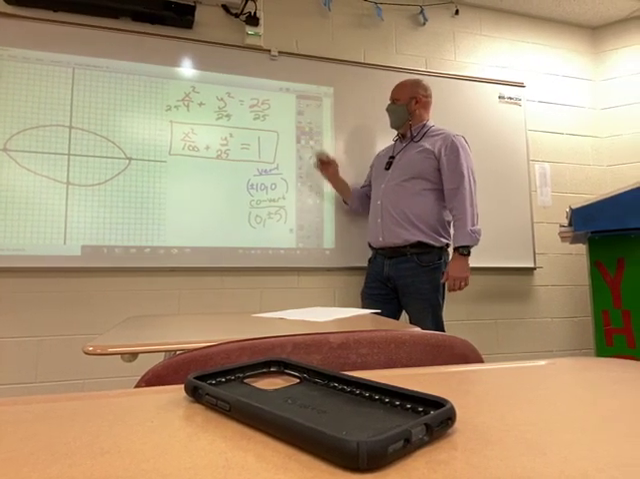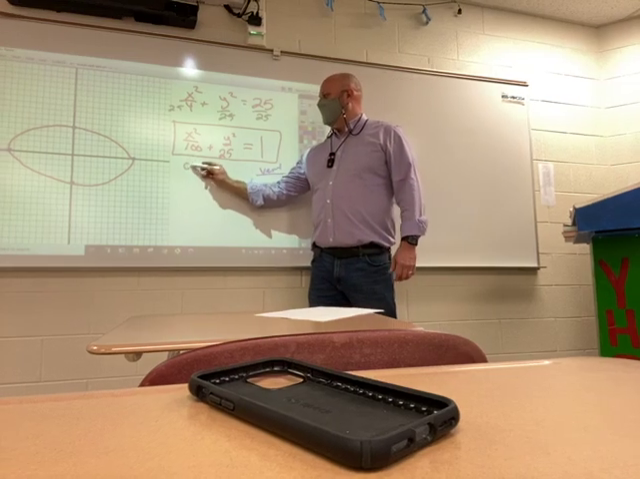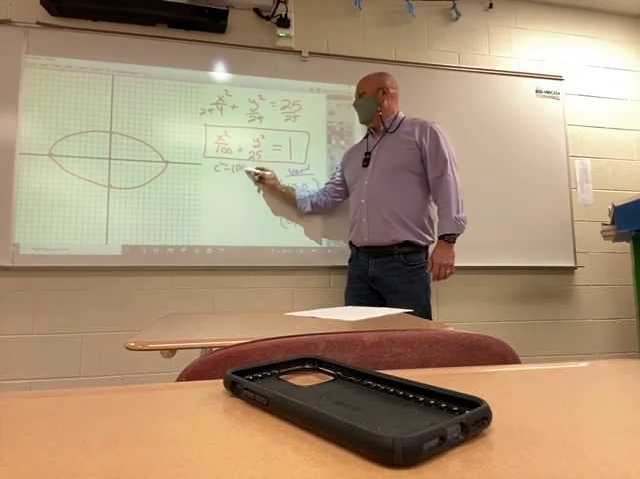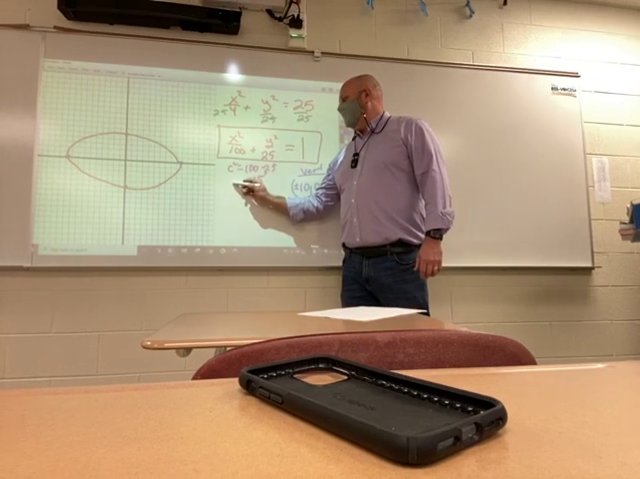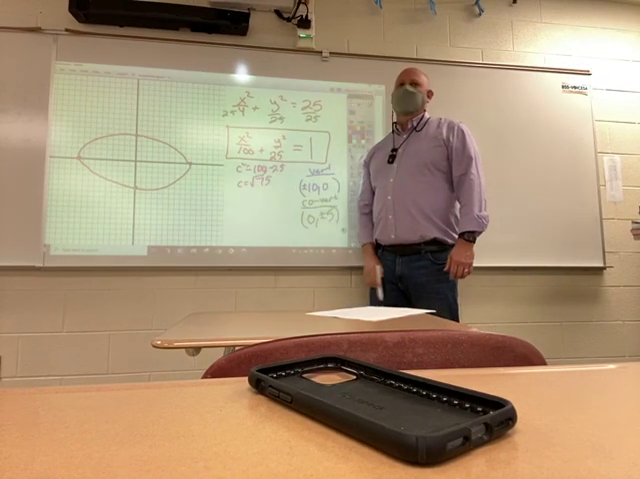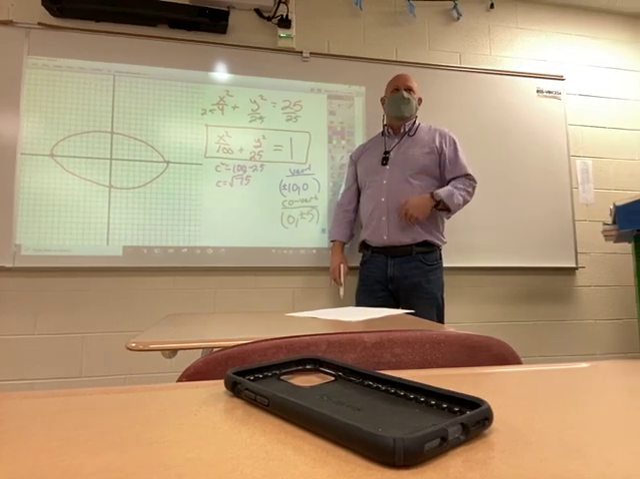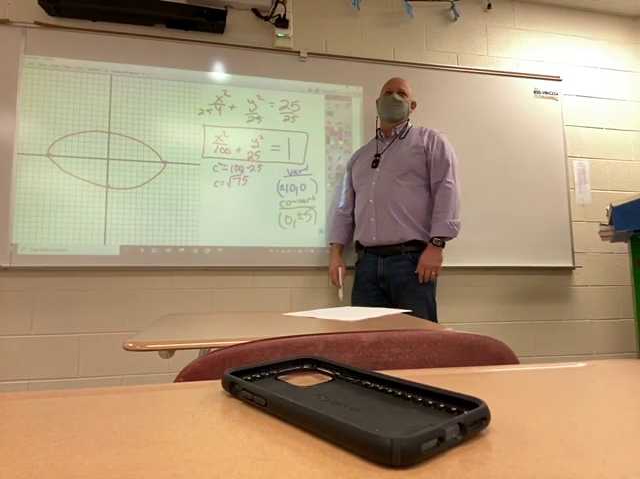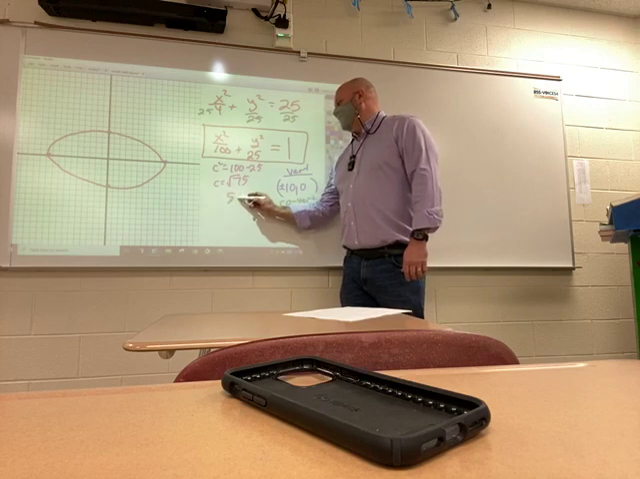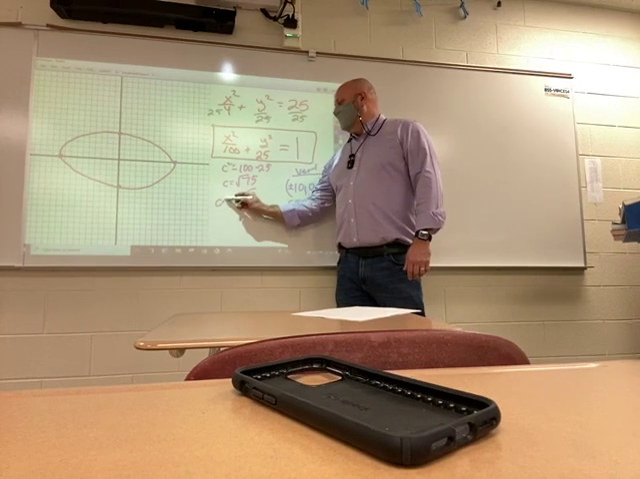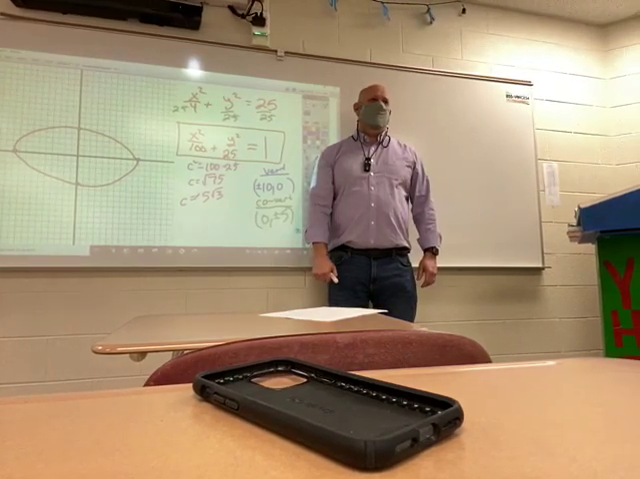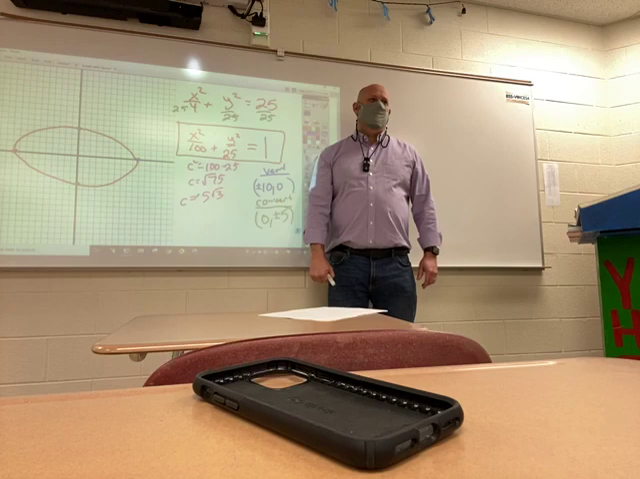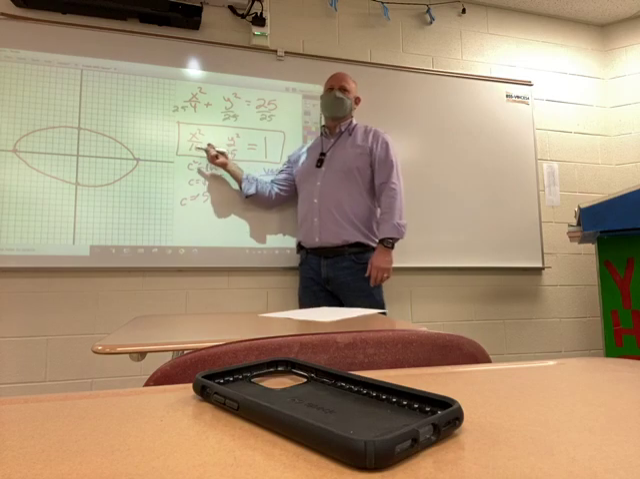Then I've got to find my foci. So I would do c squared equals 100 minus 25, which is 75. So c is going to equal the square root of that. 75 is 25 times 3, so that'd be what, 5 root 3? Which way am I going to go 5 root 3? Up and down or right and left? Right and left, because 10 is bigger than 5.